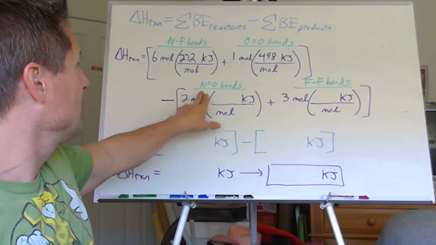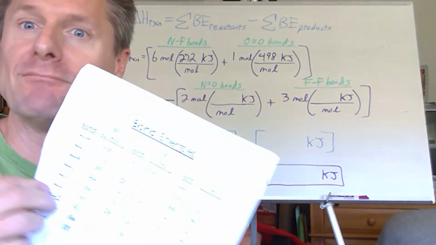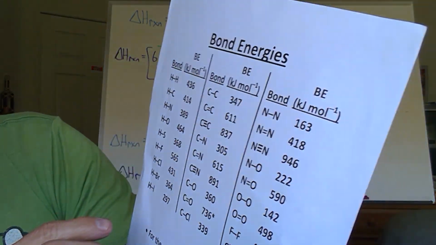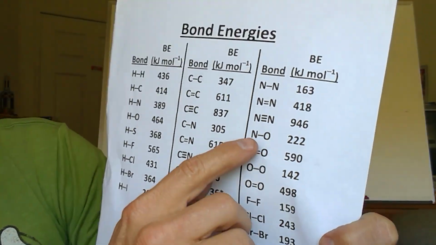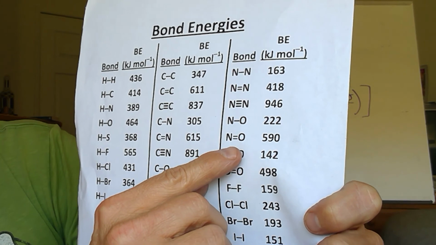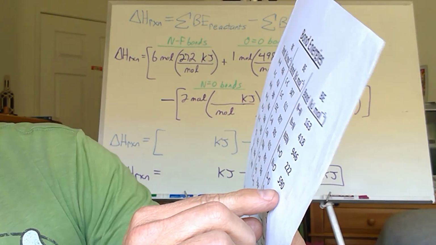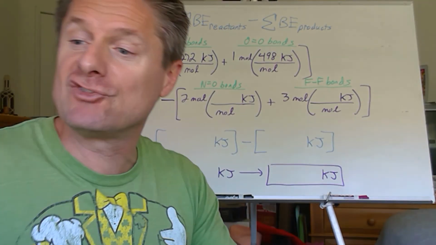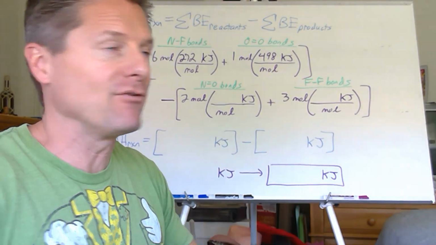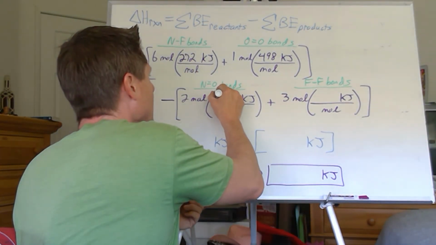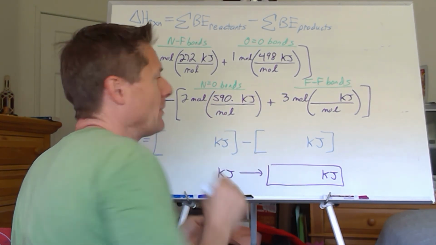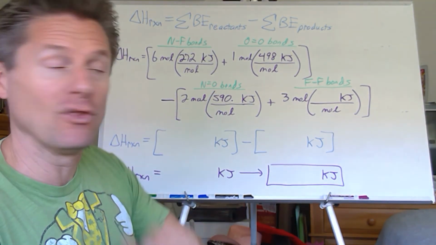Nope. Let's look up the nitrogen-oxygen double bond. This is kind of an average value. Hopefully that's on there. You see it right there? Not nitrogen-oxygen single, that's 222. We want the nitrogen-oxygen double bond, which is 590. I'm going to put a decimal point there, since these should be good to the ones place. These are averages, so 590, with a decimal just to say these are good to the ones place.